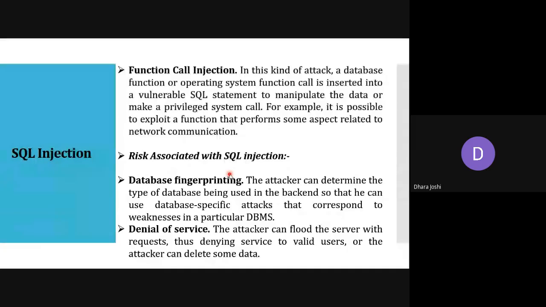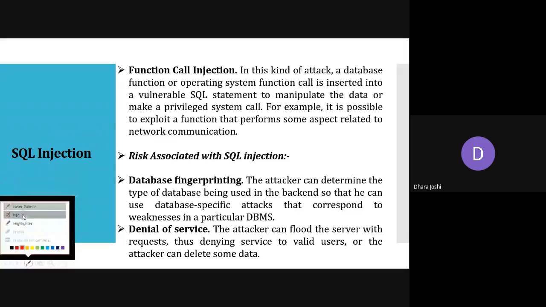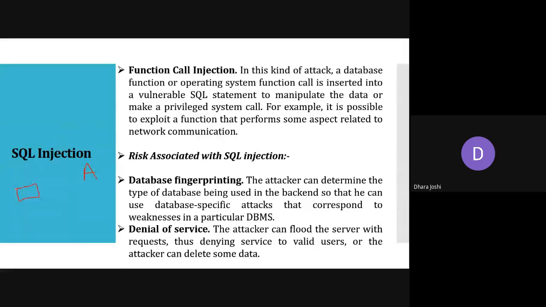The next one is denial of service. The attacker can flood the server with requests. Suppose this is the attacker and this is one system. The attacker will continuously give requests, like if you are searching for movie timings in a particular application multiple times. The attacker will give the same request multiple times to a system and it can flood. Flood means it gives heavy traffic to the server with requests, thus denying service to a valid user, or the attacker can delete some data.